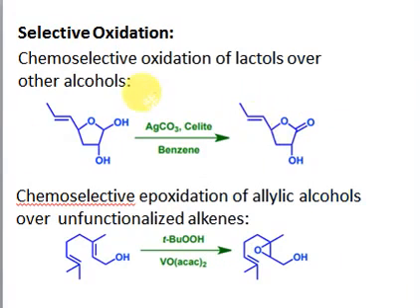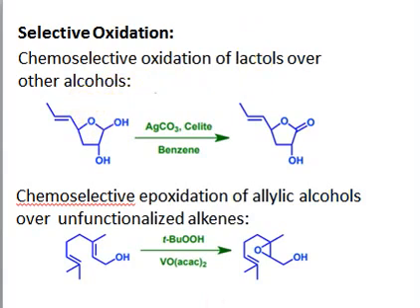Now we have another selective oxidation. Again, we have two types of alcohols. Both of these alcohols are primary alcohols, right? But one alcohol is part of this ring, and it is present alpha to an ether group, right? So this is a lactol, right?